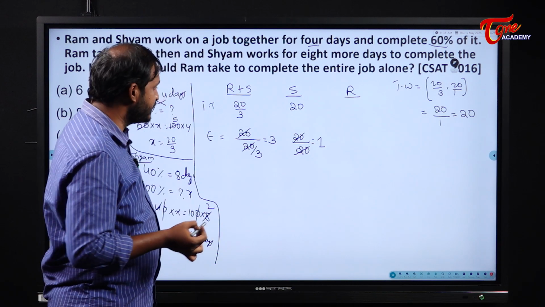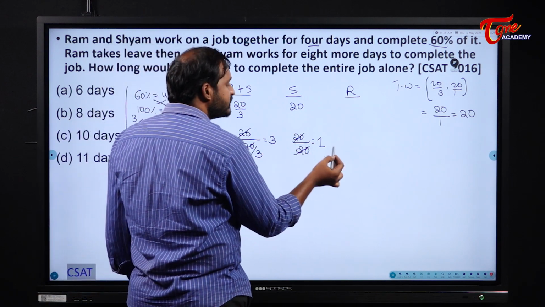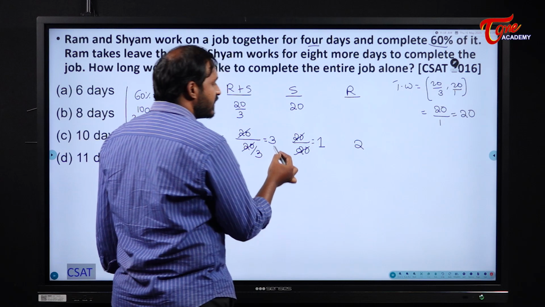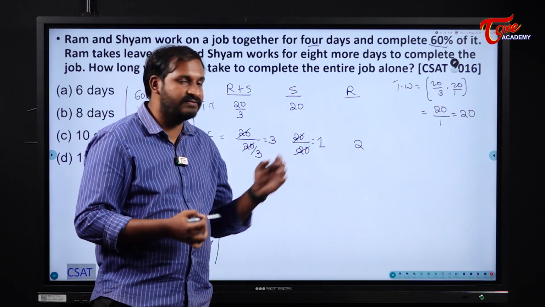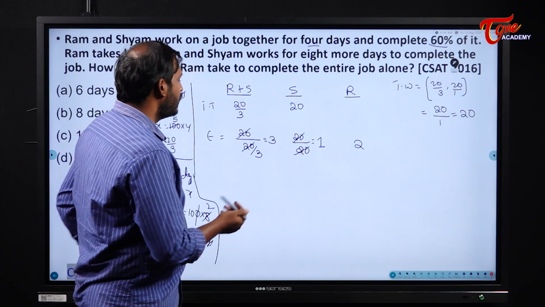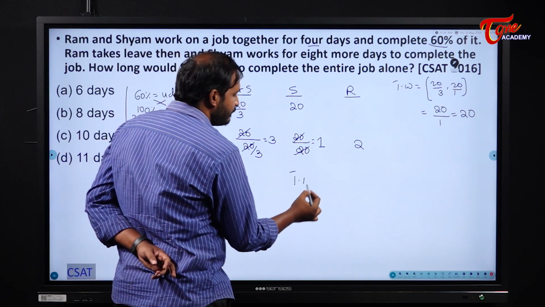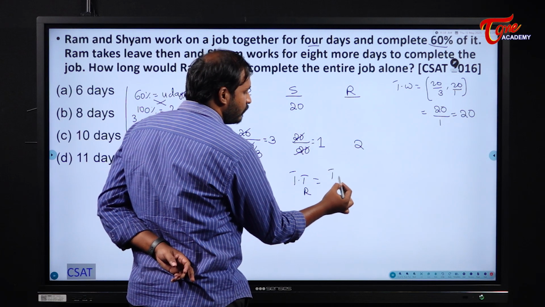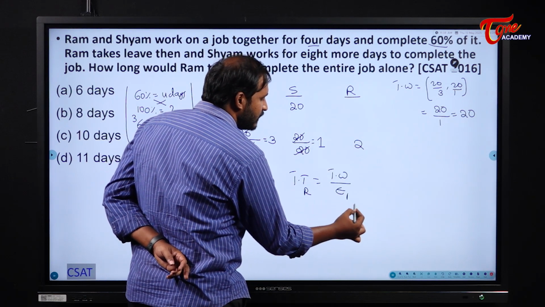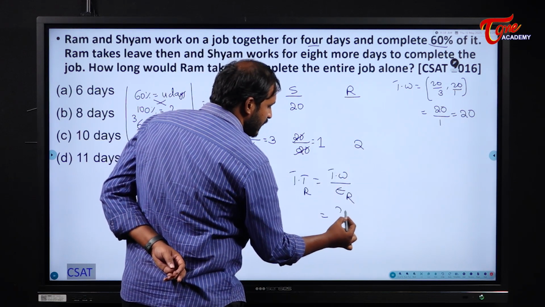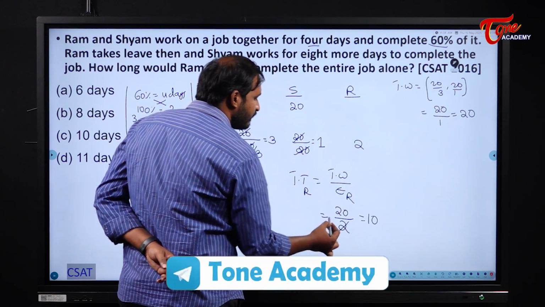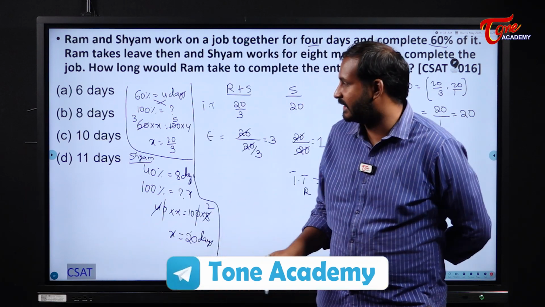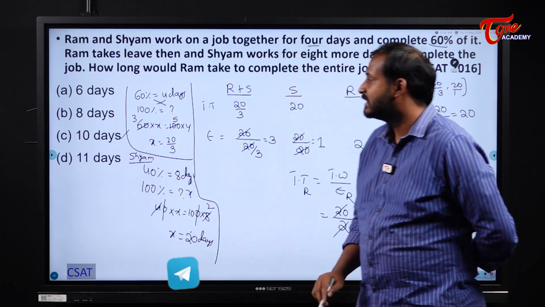So now tell me, what is the efficiency of Ram? Ram's efficiency will become 2. Why? Because Ram and Shyam combined efficiency is 3 and Shyam's efficiency is 1. That means Ram's efficiency will become 2. Now tell me, what is the time taken by Ram? Time taken by Ram is equal to total work by efficiency of Ram. Total work is 20, and efficiency of Ram is 2. So Ram can finish the work in just 10 days.